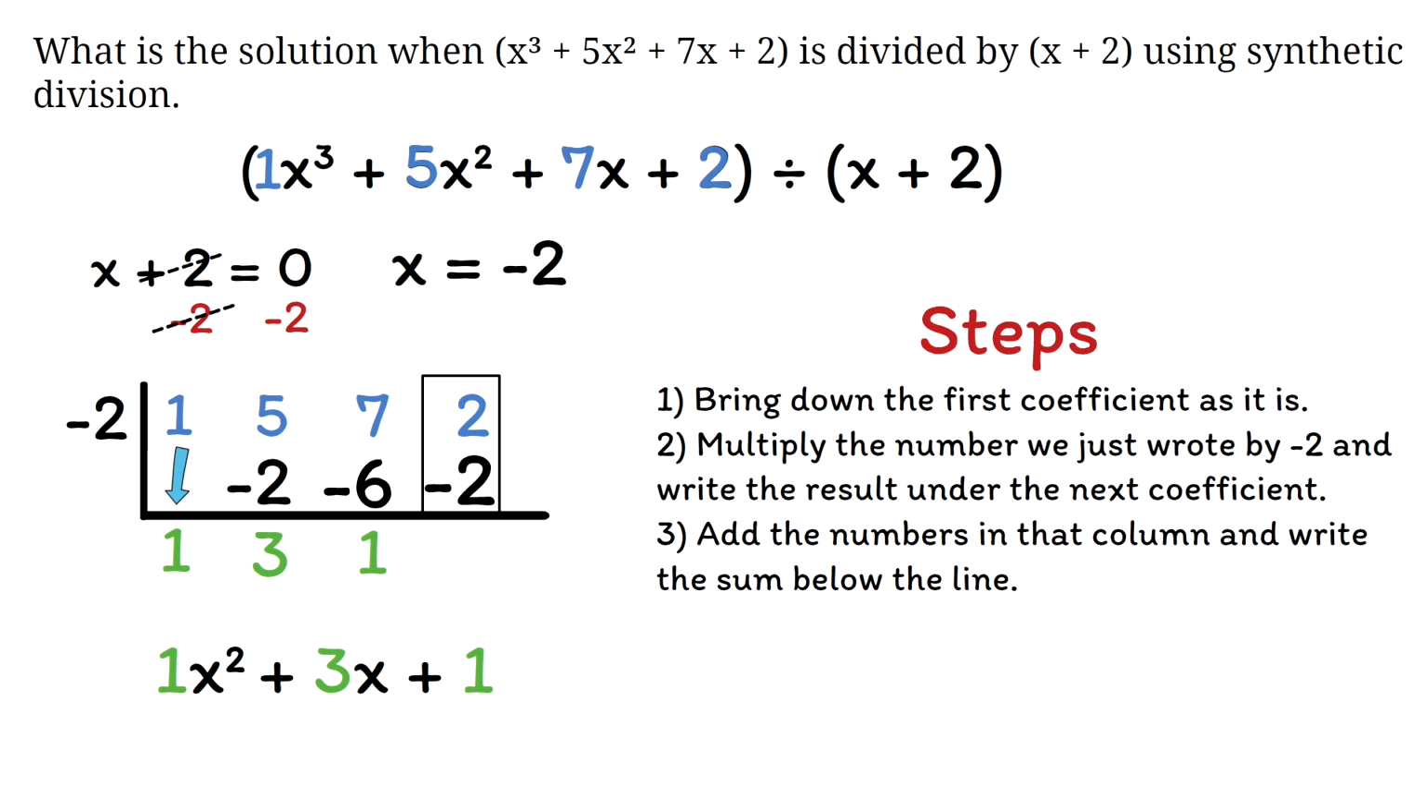Notice that the first term of our final answer has degree 2, which is 1 degree lower than the first term of the original polynomial, which had degree 3. This is exactly what we expect when using synthetic division. Always check that the degree of your answer is 1 less than the degree of the polynomial you started with.